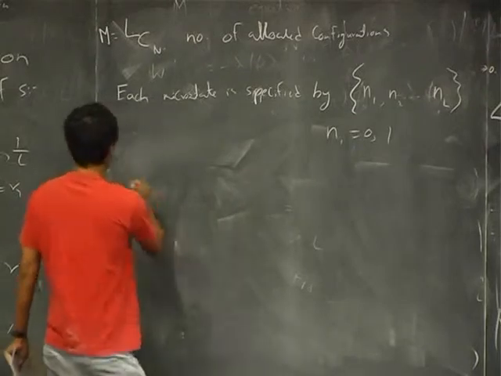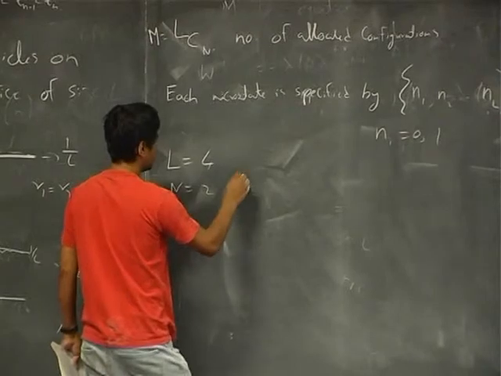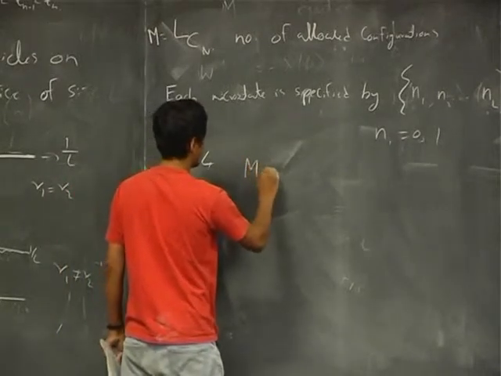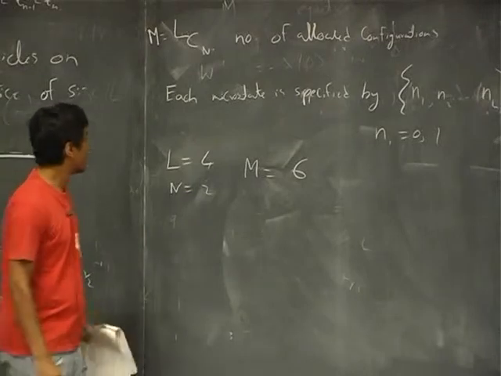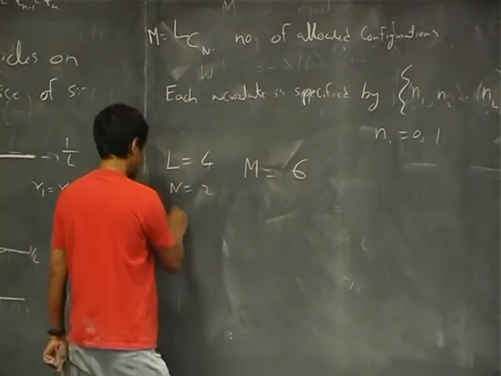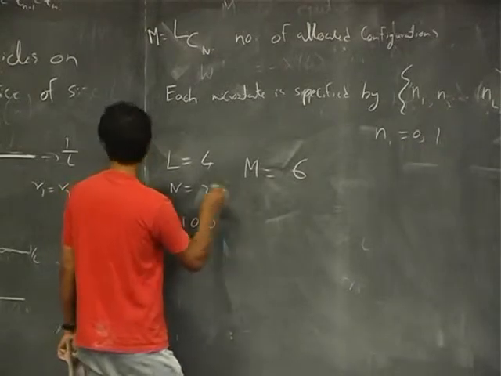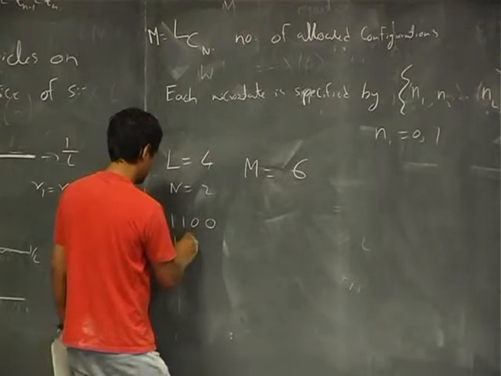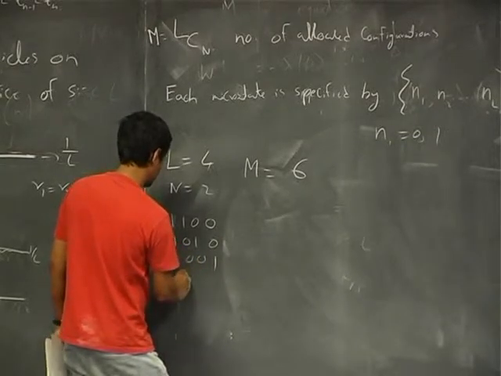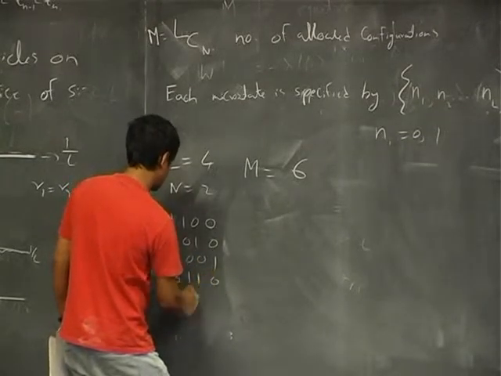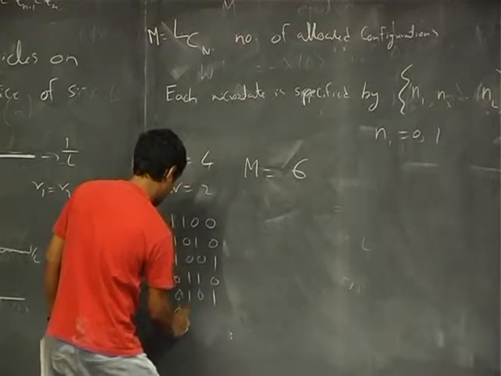Okay, so now let's do some examples. Let's say L equal to 4 and n equal to 2. So the number of configurations is 4C2, so that's 6. What are the possible states? It's on a ring, right? So the states are 1100, 1010, 1001, 0110, 0101, 0011.